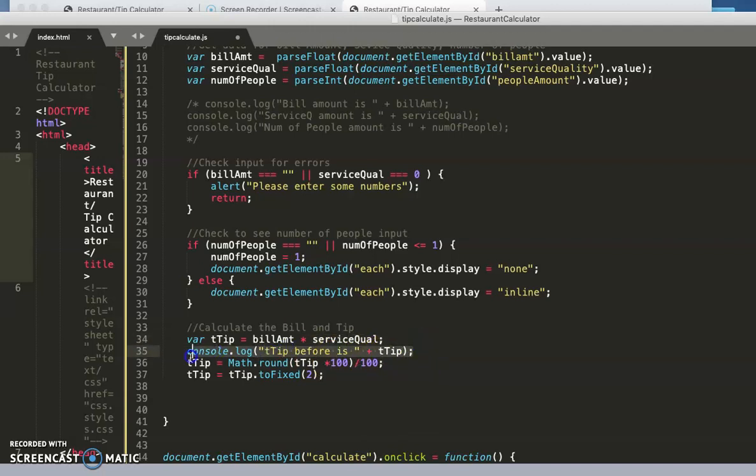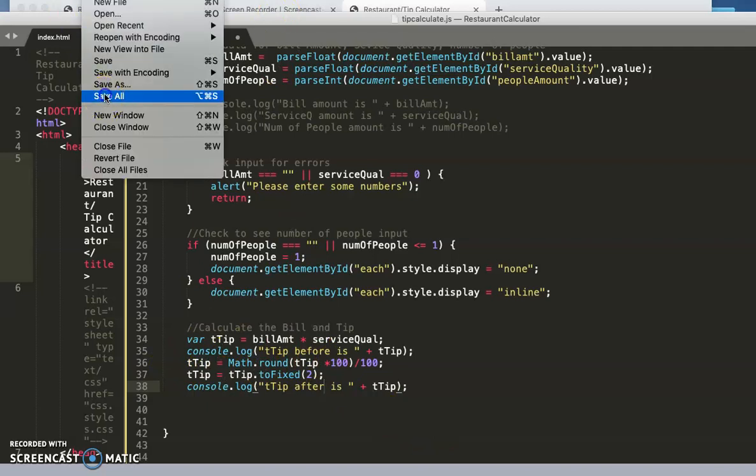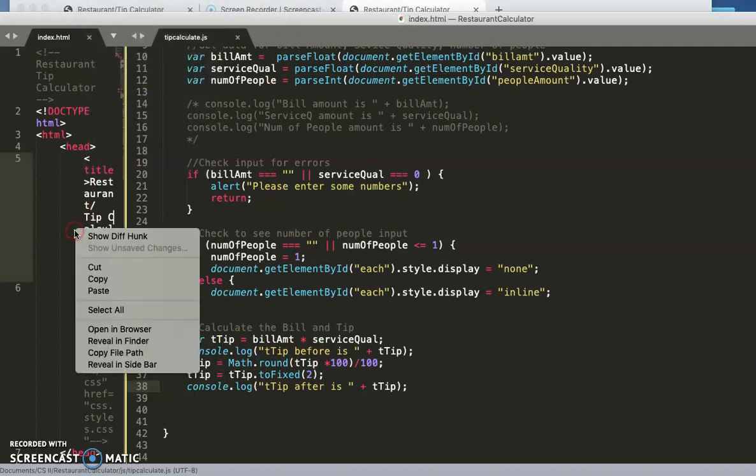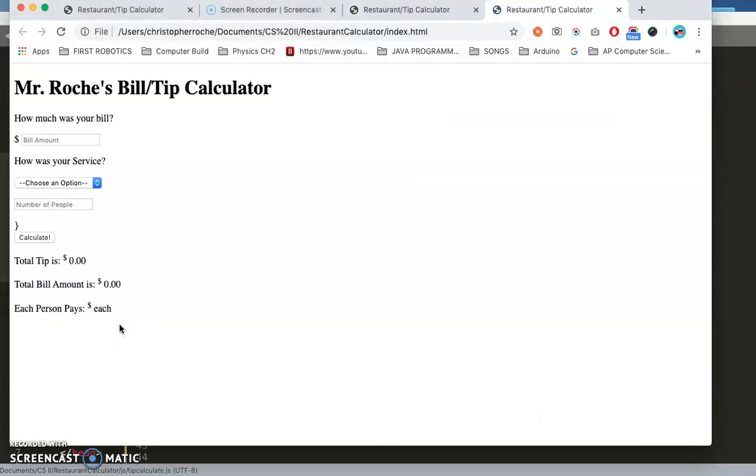So I'm going to go like this, and then we'll look at this as ttip after. So you can say ttip after, and then we'll figure out this between this thing, and we'll just sort of see what this does. So I'm going to do a save all. I'm going to click here. I'm going to run it. Okay, and let's put in a crazy amount, like 134.